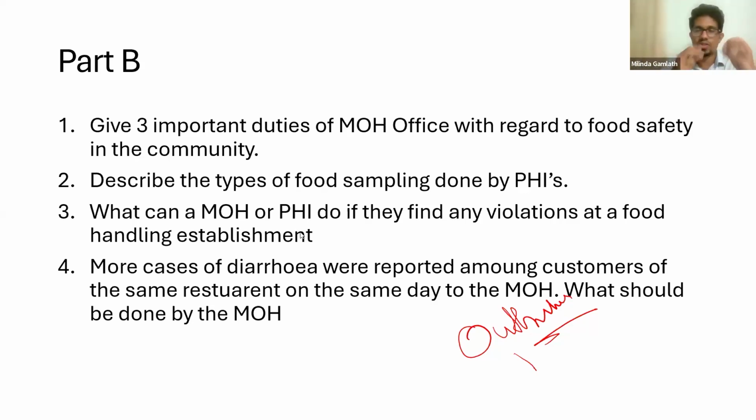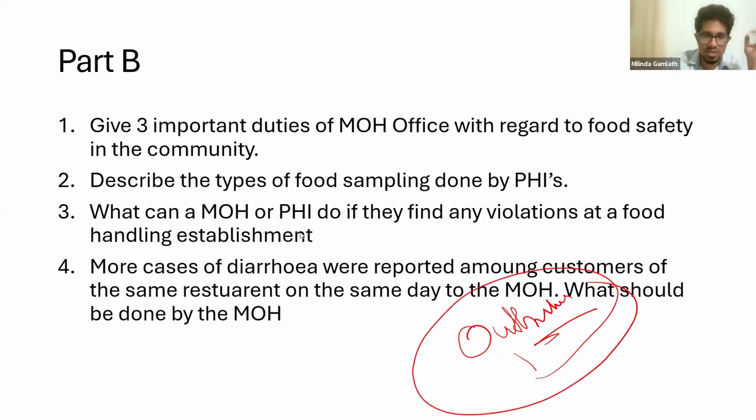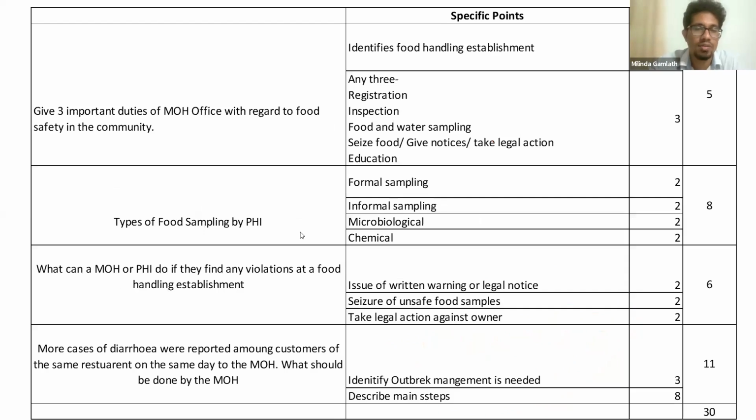And then you can use different study designs, case control studies, cohort studies, and you can use the statistical methods to decide which food item is responsible for this outbreak, right? So that is all in the outbreak management. So if you know that much, that would be enough. If you just come out with this term, that would have been more than enough. So this is what I expected here. So identifies food handling establishment, I gave separate marks because this is a term, right?